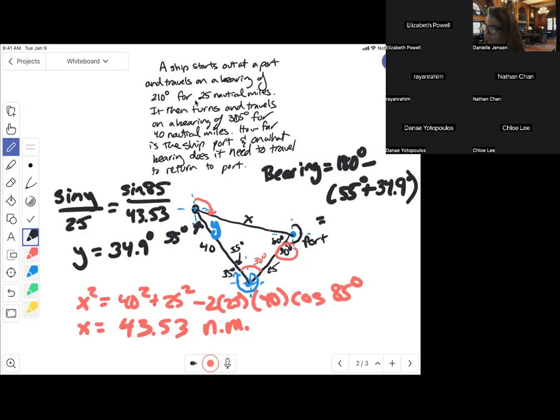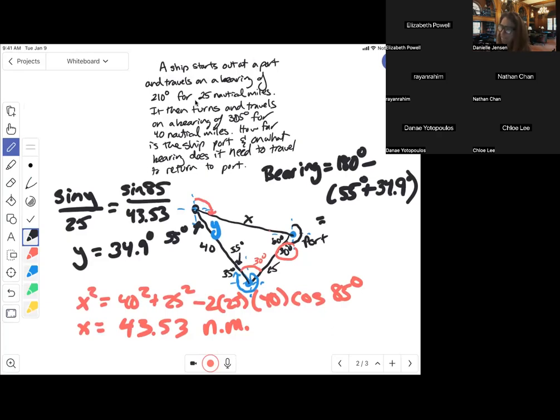Could you also do it using the side with 60? I guess you could find the angle with the 60 and then minus 60 to get that little angle and then add it to the top. Yeah, sure. You could find what that angle is too, and find what that little piece is. Yeah, I could have found that angle instead and just found the bearing that way.